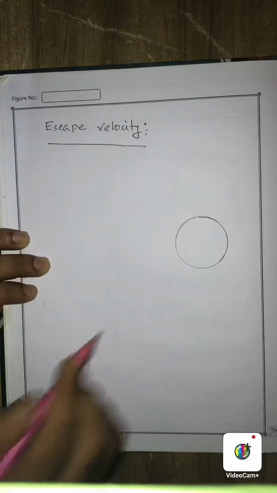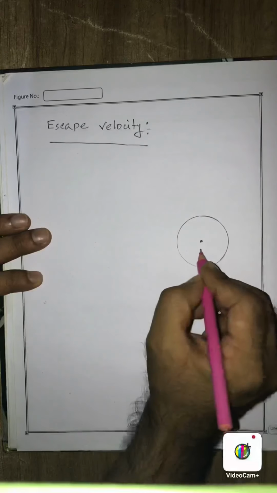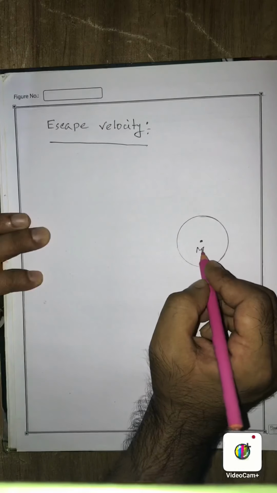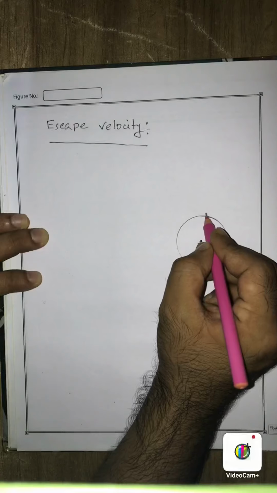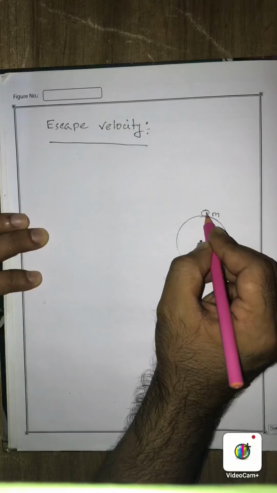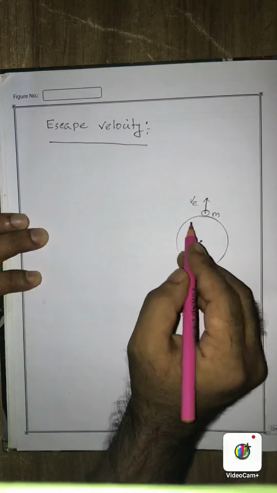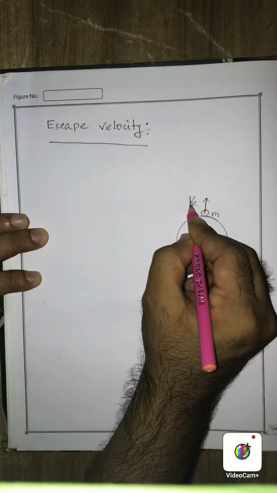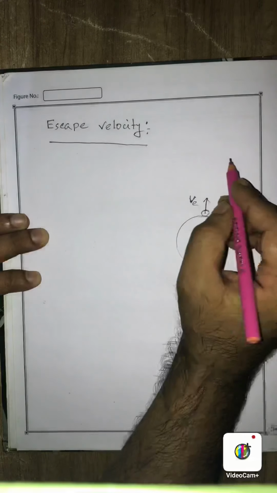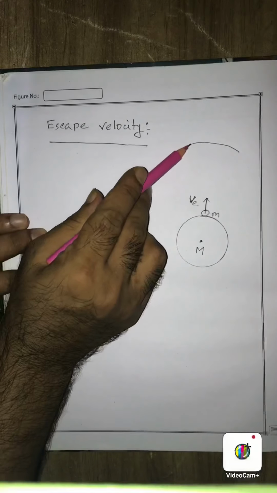Look at the picture. This is the Earth. The total mass of the Earth is located at the center of the Earth. The total mass of the Earth is capital M. When an object of mass small m is thrown from the surface of the Earth with a velocity v_e, meaning escape velocity, and this object just crosses the gravitational field, assume this is the gravitational field of the Earth.